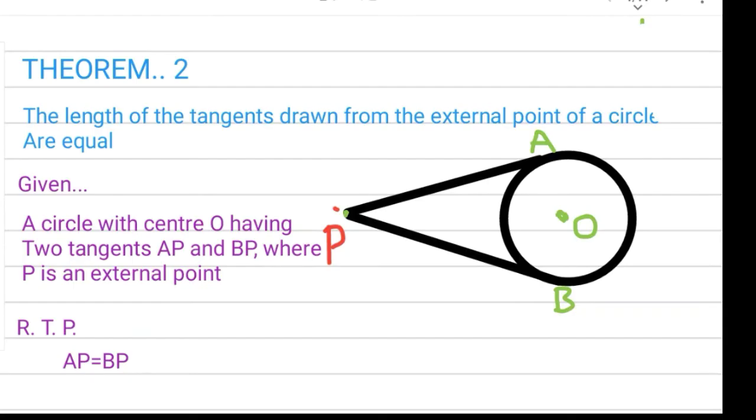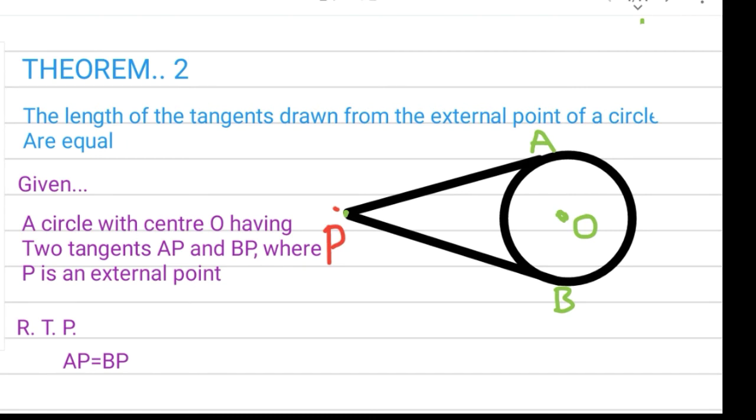The second theorem. This is one of the most important theorems of 10th maths, mainly in circles. The previous theorem and this theorem are very important topics. Please concentrate a little bit more on these two theorems. Okay, what is the second theorem? The lengths of the tangents drawn from an external point of a circle are equal.